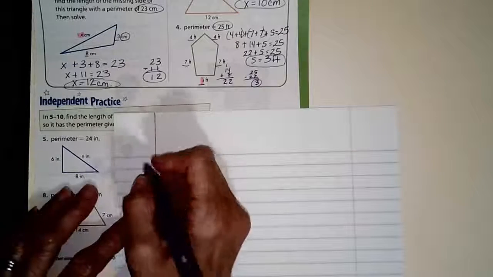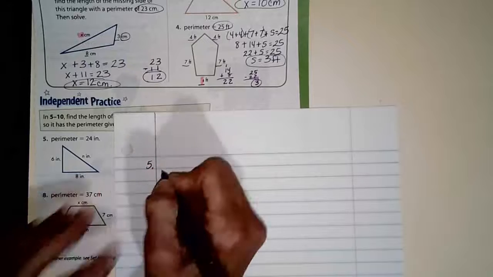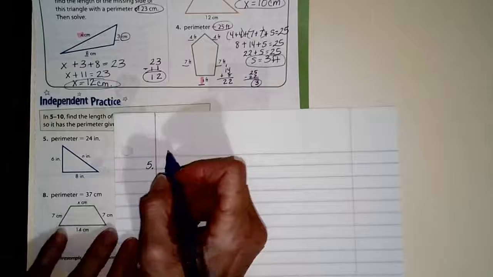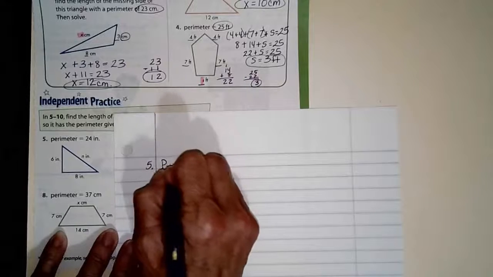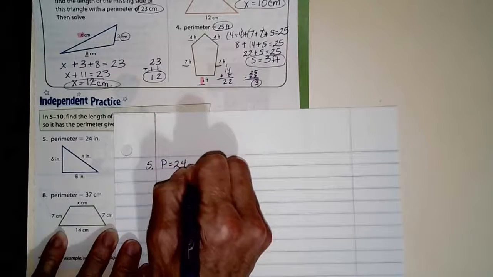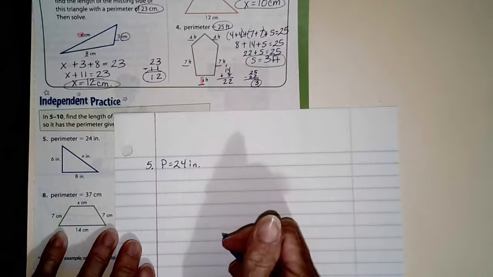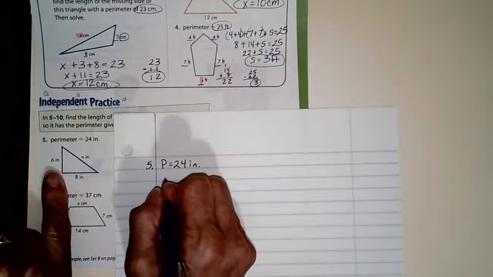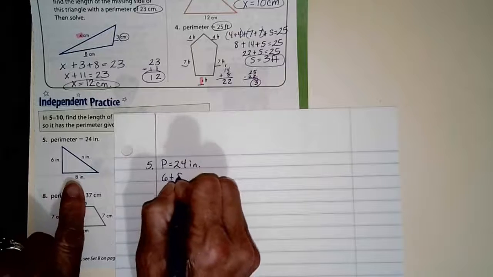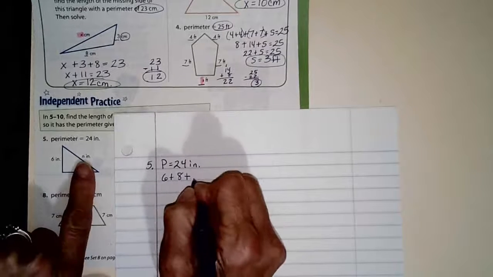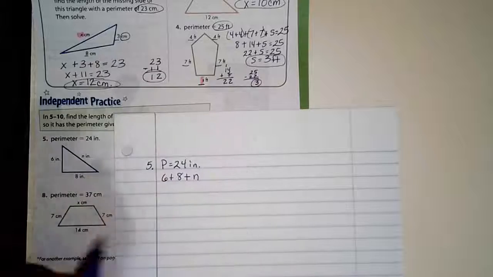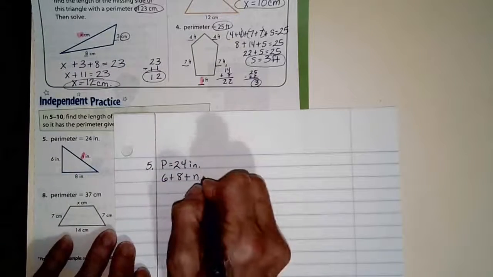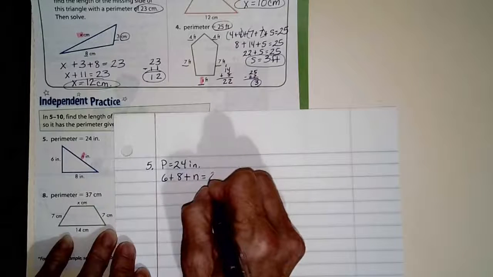So here we go, number 5. And I like to label my numbers so I don't get confused as to which one I'm solving. So I have the perimeter equals 24 inches. All right, so I'm going to add the length of the sides that I already know. So I have 6 plus 8 plus the letter N, my unknown side, is going to be equal to my total, which is 24.